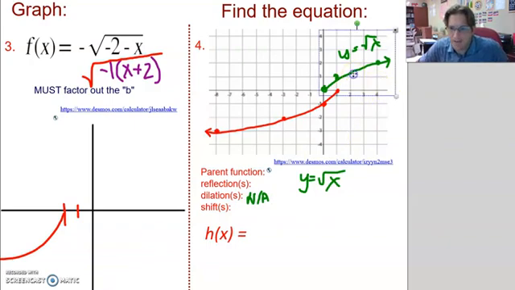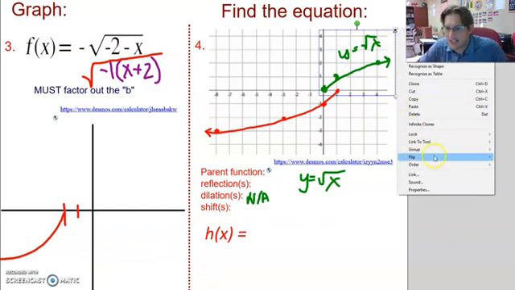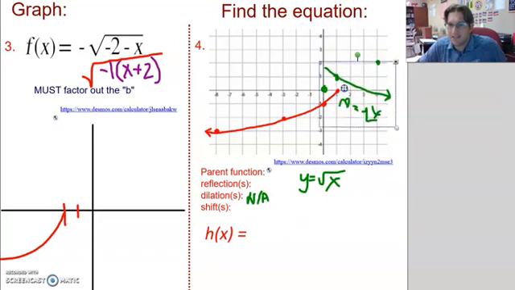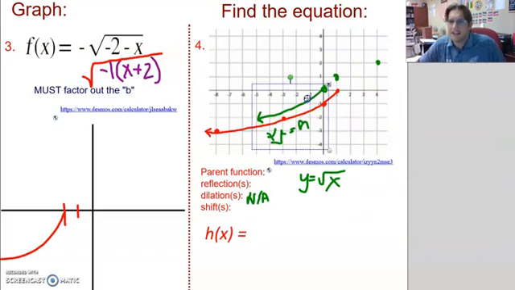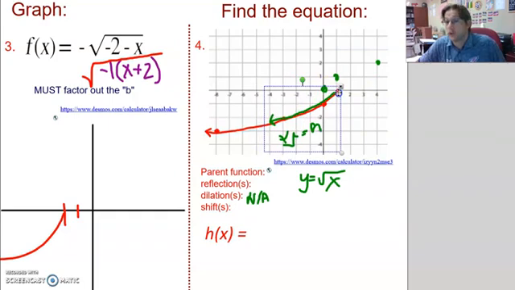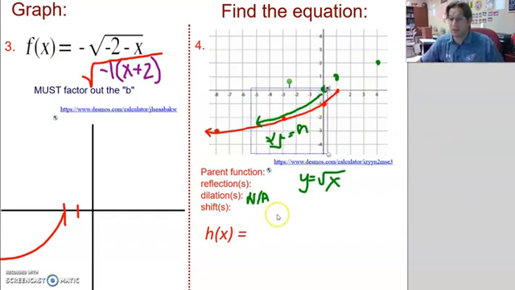I'm going to take my green function. I need to, let's flip it over up and down. So it would have flipped to here. Then let's flip it left and right. And that would have flipped to here. And then it looks like I need to shift the whole thing over. Boom, 1 unit. So we did a double reflection. So we reflected over the x, over the y, and shifted to the right.